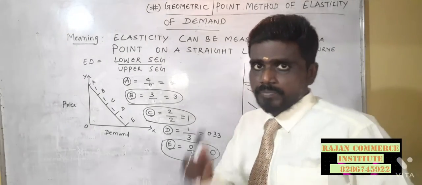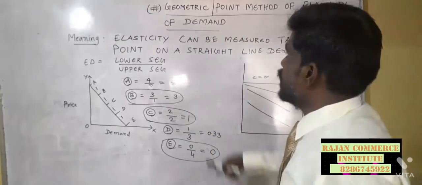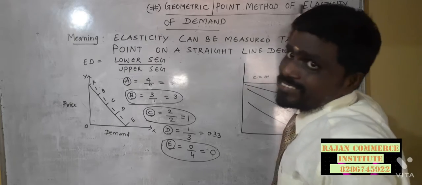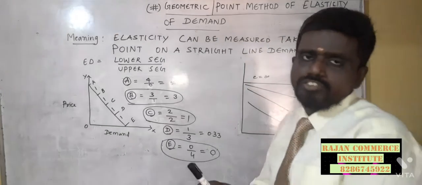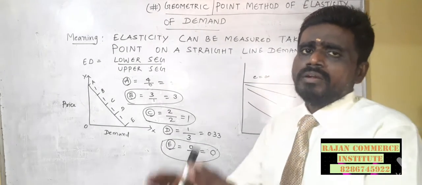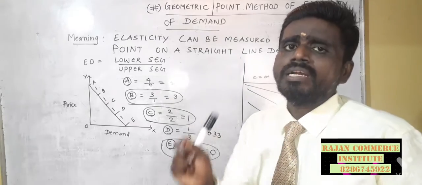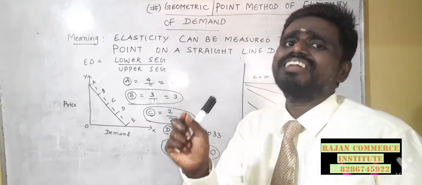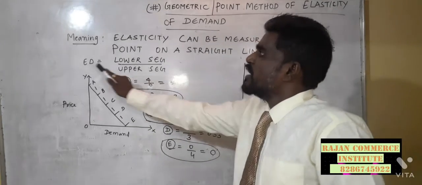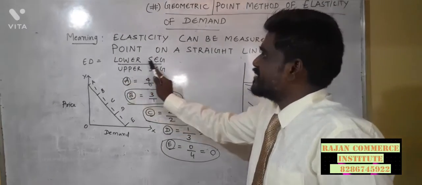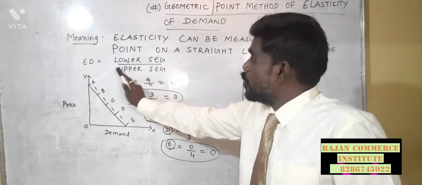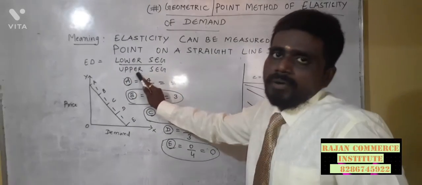Good morning. Next, we are going to discuss the geometric or point method of calculating elasticity of demand. What is the meaning of geometric and point method? It is nothing but taking a point on the demand curve and calculating the elasticity of demand of that particular point by using this formula: ED is equal to lower segment upon upper segment.